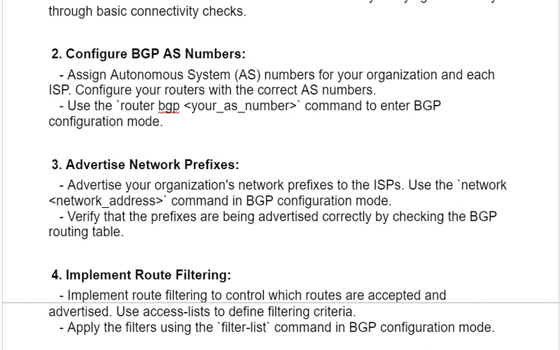Our fourth solution is implement route filtering. Implement route filtering to control which routes are accepted and advertised. Use access lists to define filtering criteria. Apply the filters using the filter-list command in BGP configuration mode.